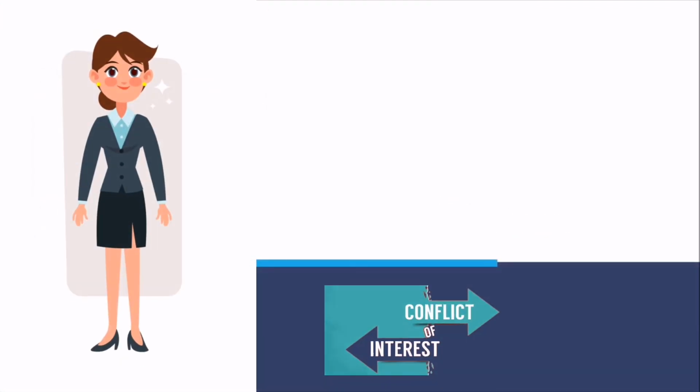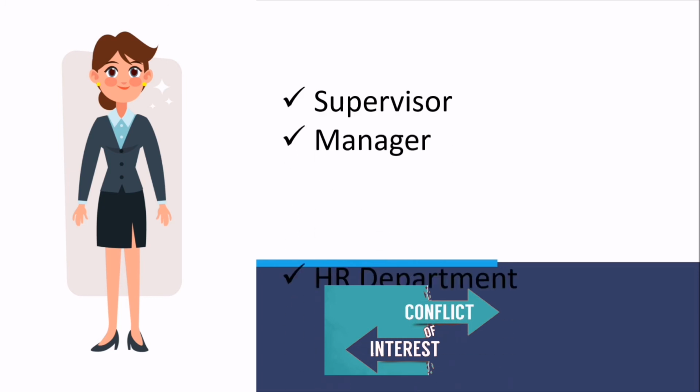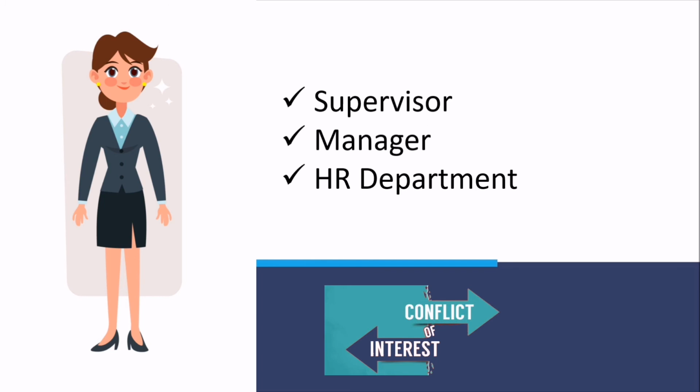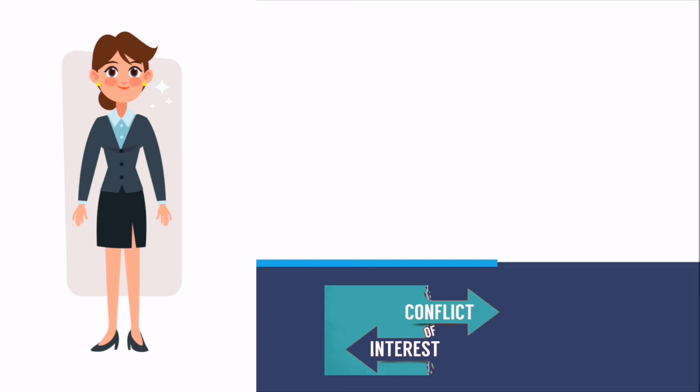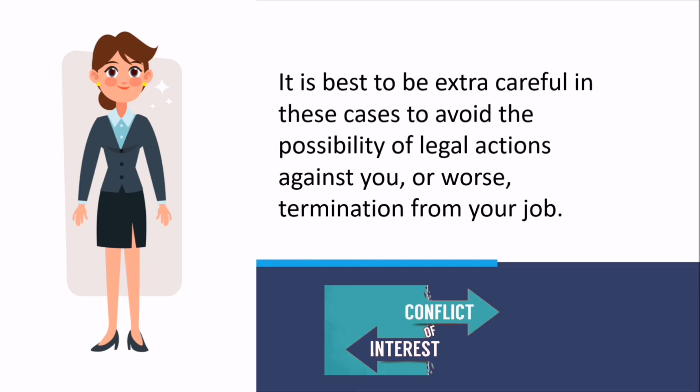These are just some of the many examples of potential conflicts of interest. If you're not sure what to do in these instances, or if you think you might be involved in a potential conflict of interest, inform your supervisor or manager or the human resources department of your company. It is best to be extra careful in these cases to avoid the possibility of legal actions against you, or worse, termination from your job.